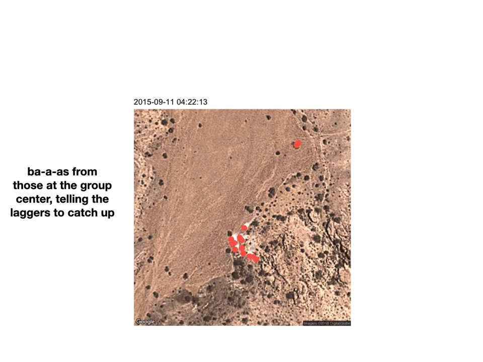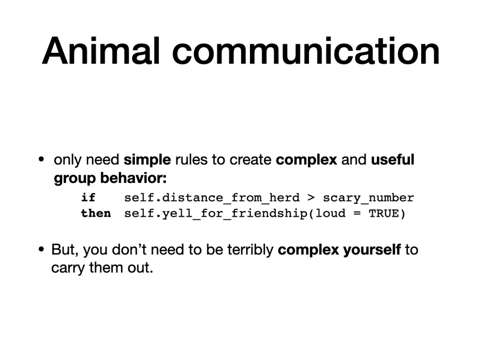So this is just a little primer on some of the ways that animals use communication, right? But animal communication is simple. They don't need very complex structures internally to handle this stuff.